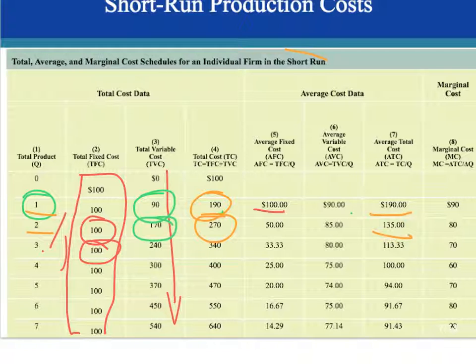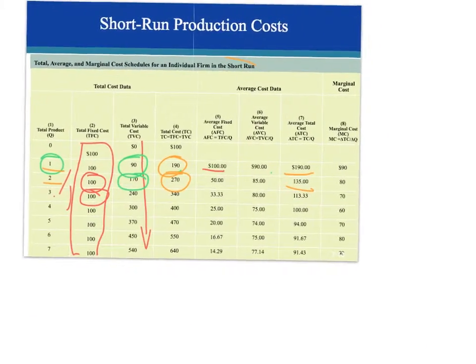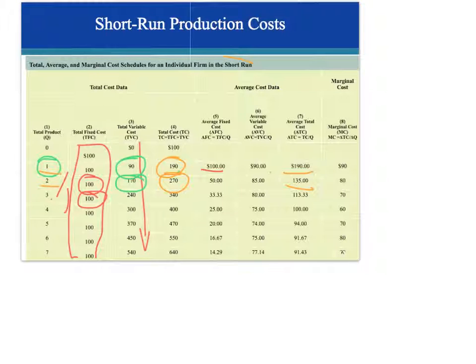Okay, so marginal cost is how much total cost changed when we produce an additional unit of output. Here we see we decided to produce one unit of output. Total cost went from 100 to 190. So the change in total cost was 90 when we decided to produce one additional unit.